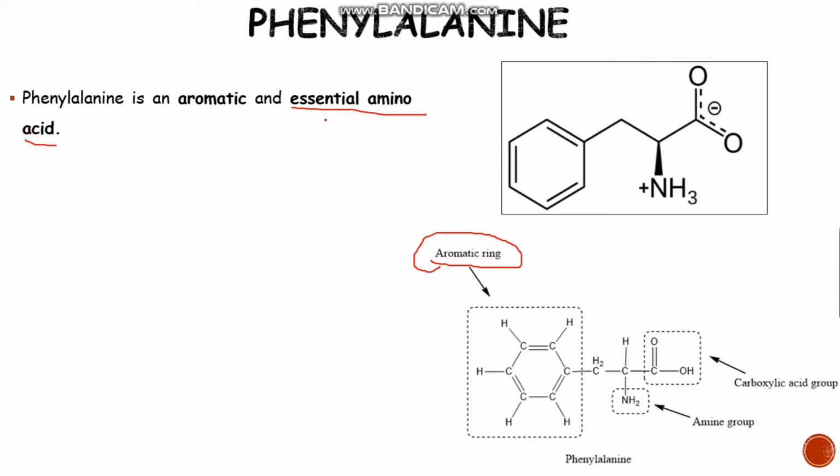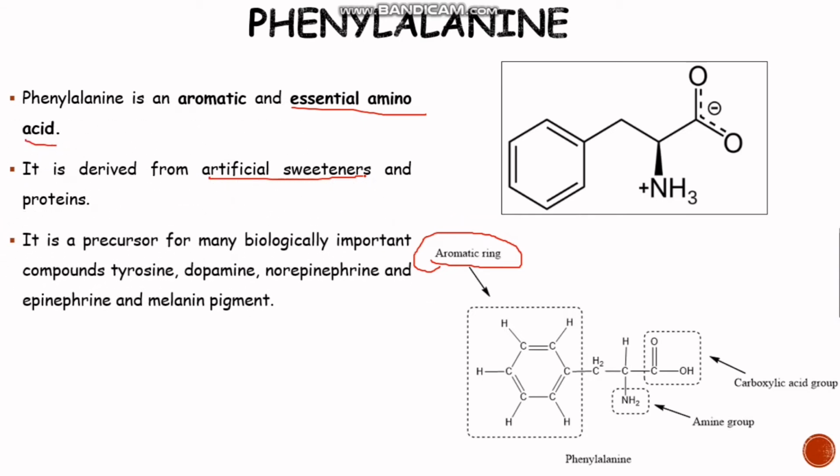Essential amino acids are those amino acids which cannot be synthesized from scratch in the body, or cannot be synthesized fast enough to supply the demand in the body. So it must come from the diet. Therefore, phenylalanine is an aromatic and essential amino acid. It is derived from artificial sweeteners such as aspartame and from proteins.